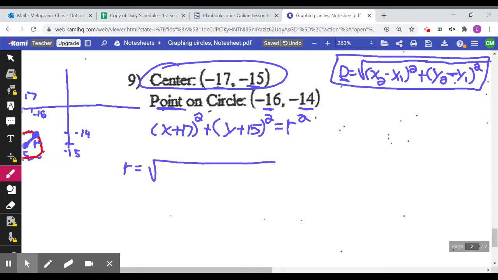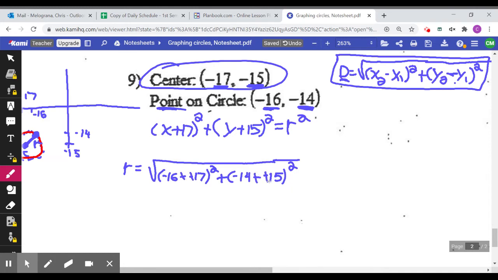And I'm just going to use this formula. And it doesn't matter which order you go. Let's say I start with the -16. I would have -16 minus the other x value, which is -17 squared, which is really going to be like adding 17. And then we'll have this -14 minus the y value of the center of the circle, which is -15. And then that's squared. And as you can see, since we subtracted negative, these both change to positives.